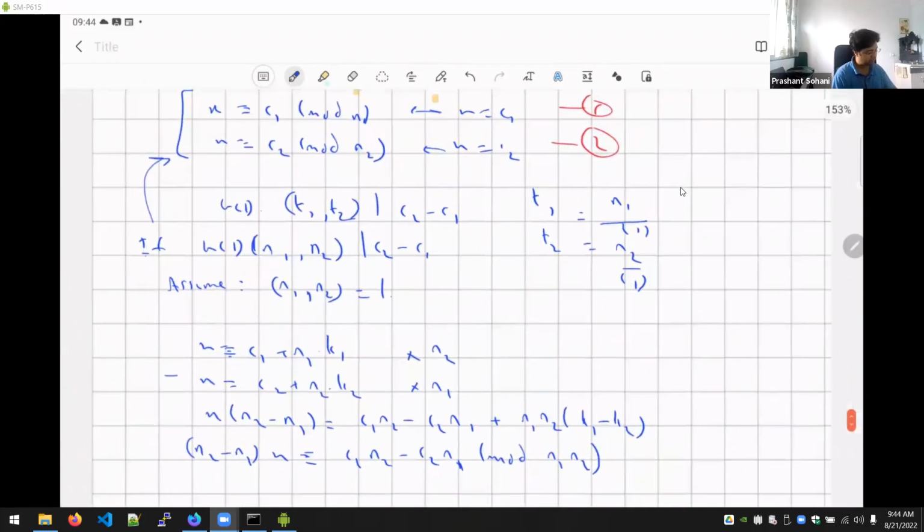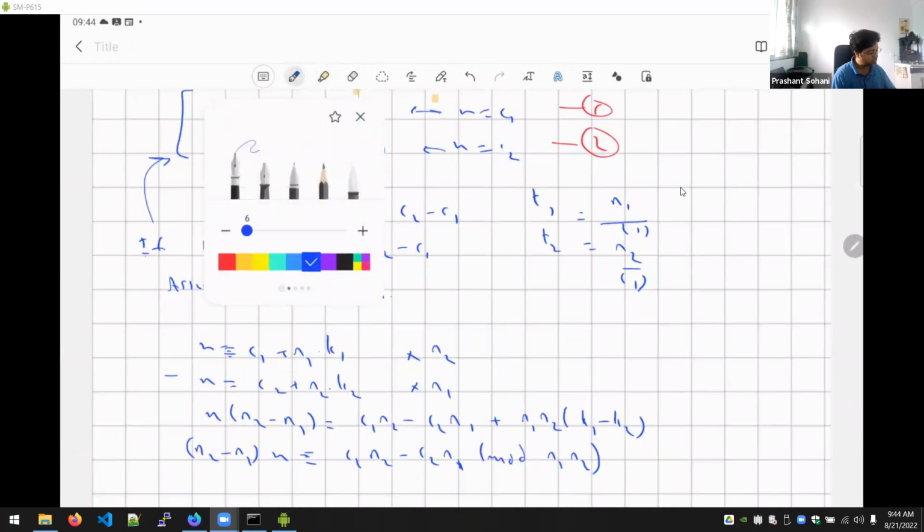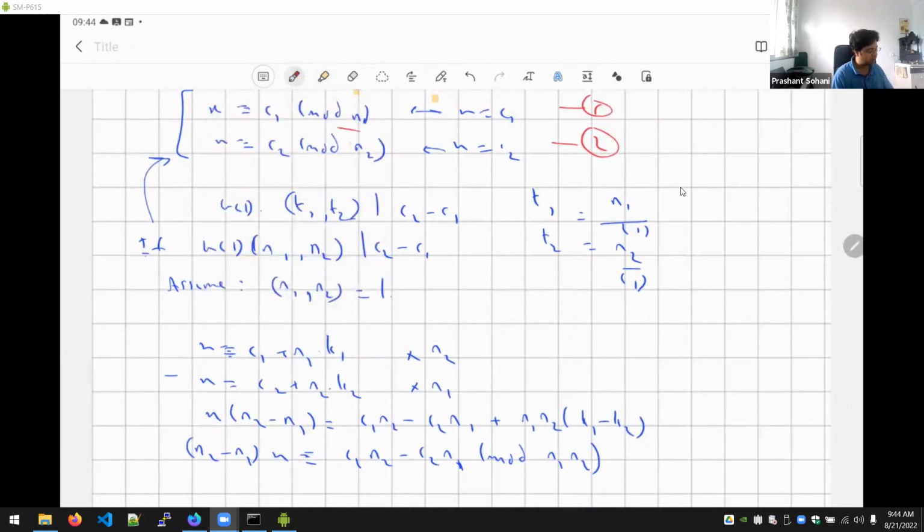So what we have done here is we started with two equations with modulus n1 and n2 respectively, and you combine them somehow into a single equation modulo n1 n2. That is what we have achieved here, and then we can solve this.